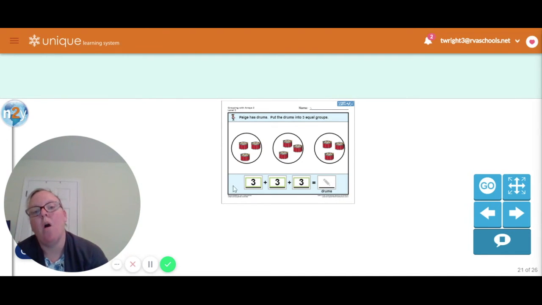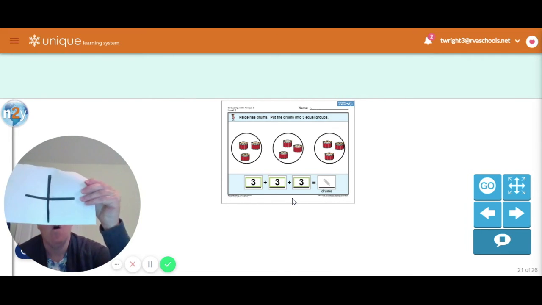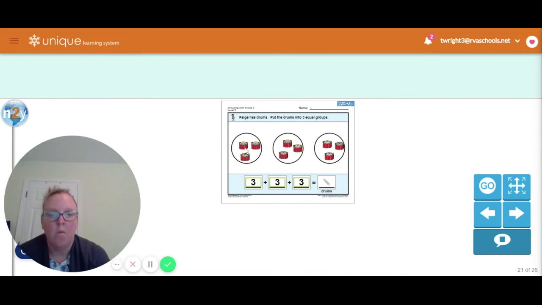Now we have to add them all together. See that plus sign right there? That means add all together. 1, 2, 3, 4, 5, 6, 7, 8, 9. Who can find the number 9 on their keyboard? There we go. Ready? 3 plus 3 plus 3 equals 9. Nice job, everybody.